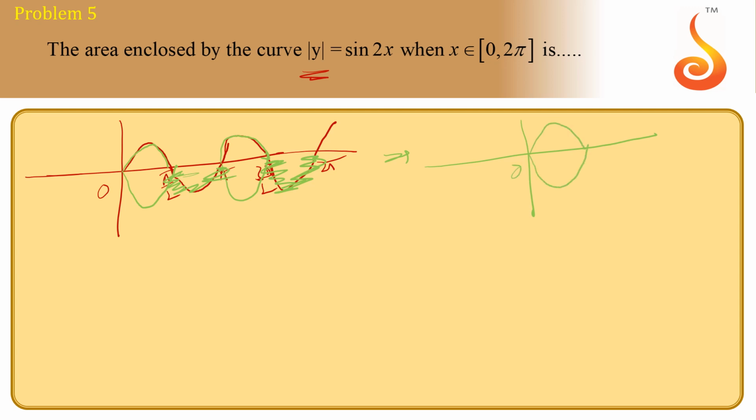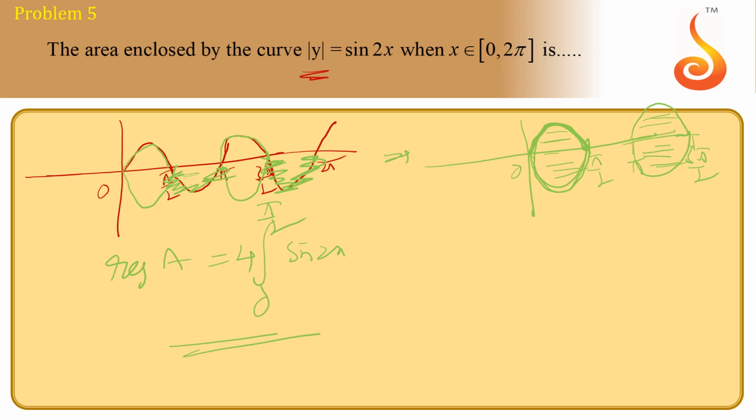0 to pi by 2, then again from pi to 3 pi by 2. So I think all regions are of equal area. So one function you have to take. See, this entire graph is not a function. So if I take only one part, which is a part of sine 2x only, from 0 to pi by 2, and do it 4 times, I will get the required area.